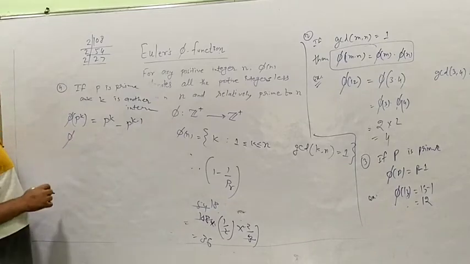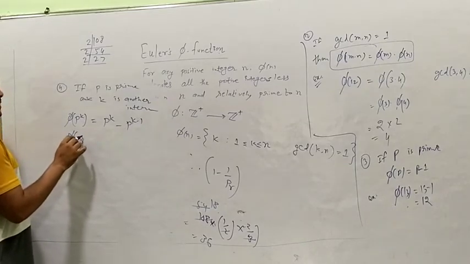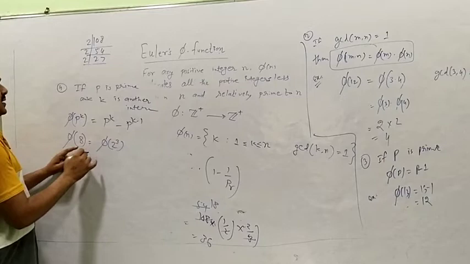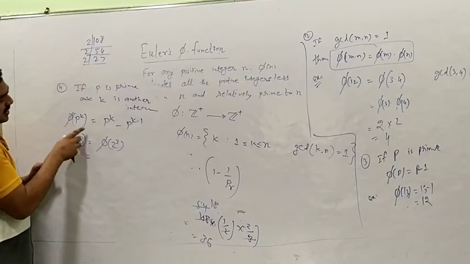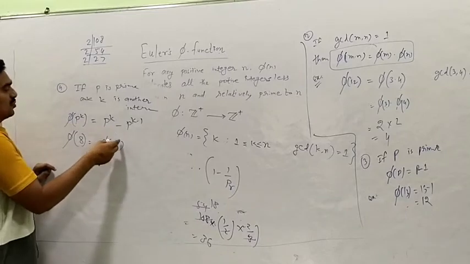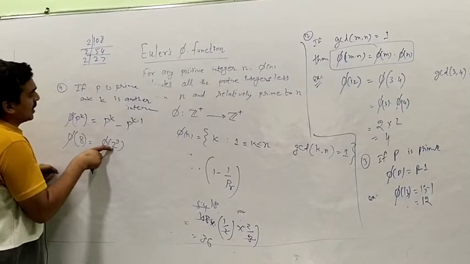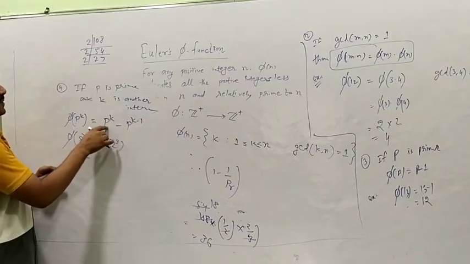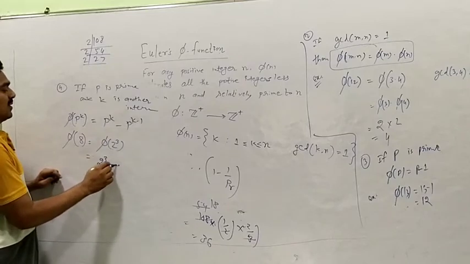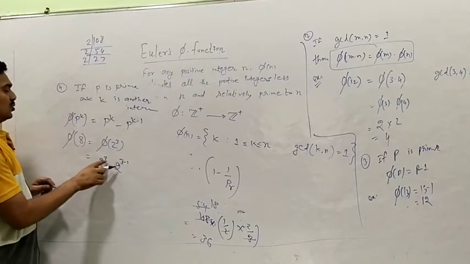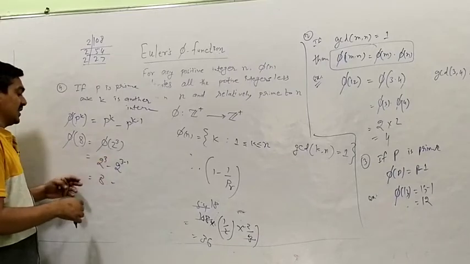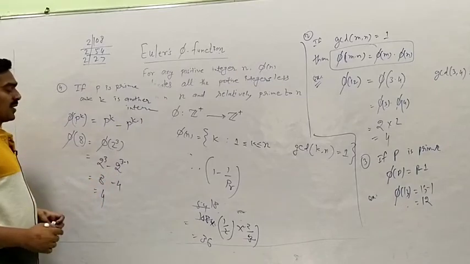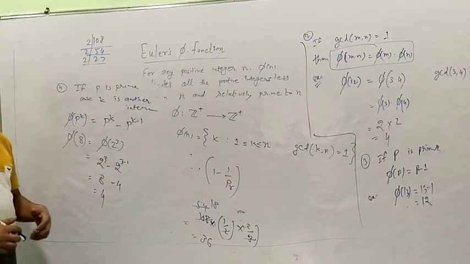Example, suppose we have to find phi 8. Phi 8 can be written as phi of 2 raised to the power 3, and comparing with this formula, in place of p we see 2, and in place of k we see 3. So apply the formula here: 2 raised to the power 3 minus 2 raised to the power 3 minus 1. 2 cubed is 8, and 2 raised to the power 2 is 4. So phi 8 is equal to 4.